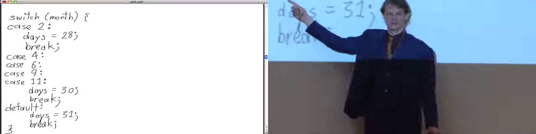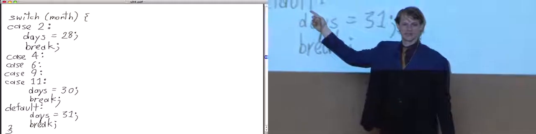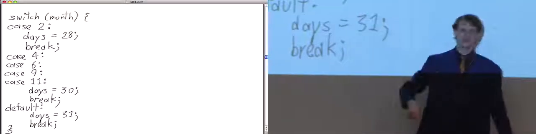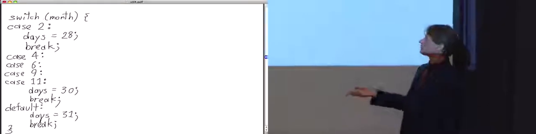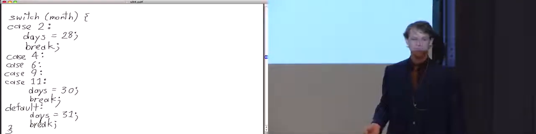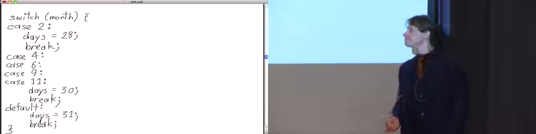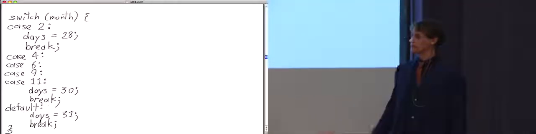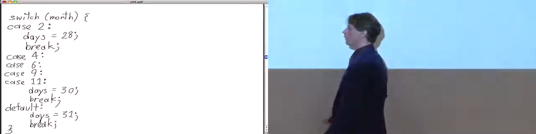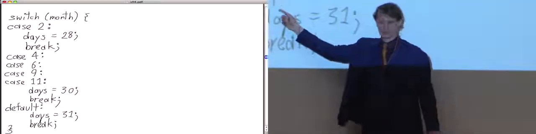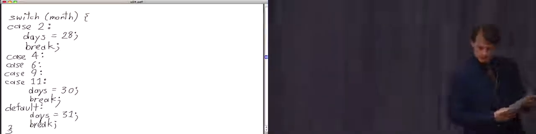And so the way I did that is I wrote a default case. The default case is the case that gets chosen if all of the other cases didn't happen. So the month was not February or April or June or September or November. Therefore, we have 31 days. When you write a switch statement, you do not have to have a default. If you want to, have it. If you don't, don't.